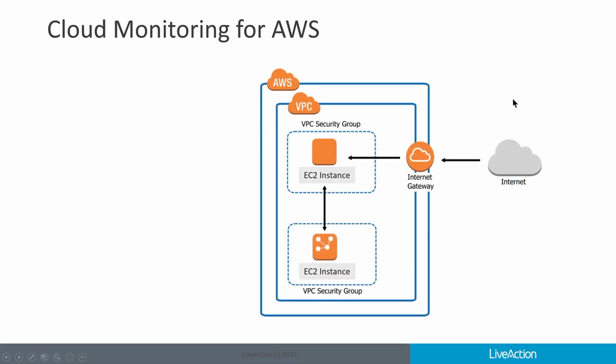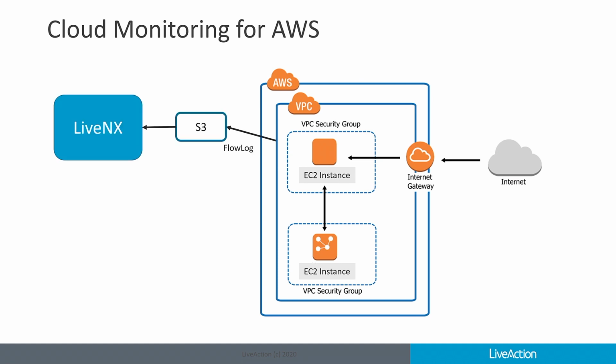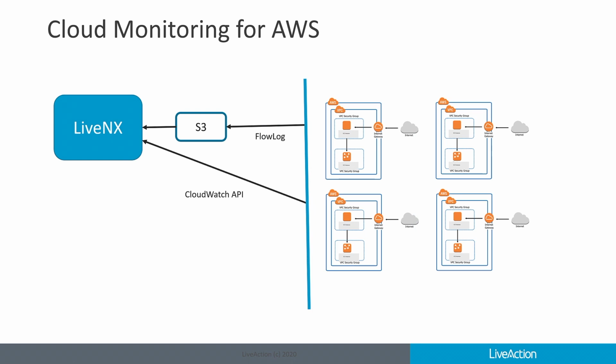This is an overview of how cloud monitoring for AWS works. So we have a VPC with a couple of EC2 instances and an internet gateway. We enable Flowlog from these VPCs, which gets stored into an S3 bucket, which LiveNX will pull. In addition, we pull CloudWatch APIs to understand the context of this traffic and things like tagging. Then we can scale the solution across multiple regions to be able to get visibility across your whole entire AWS infrastructure.